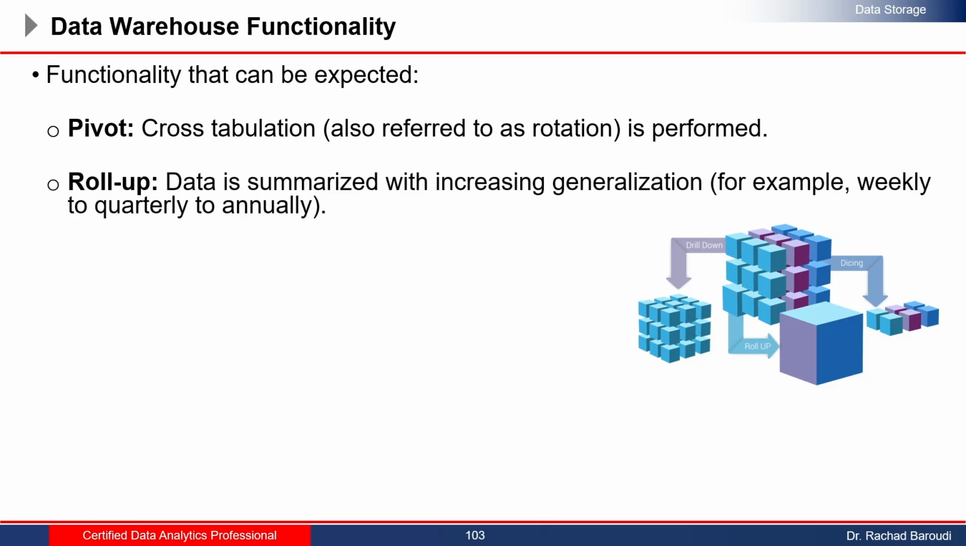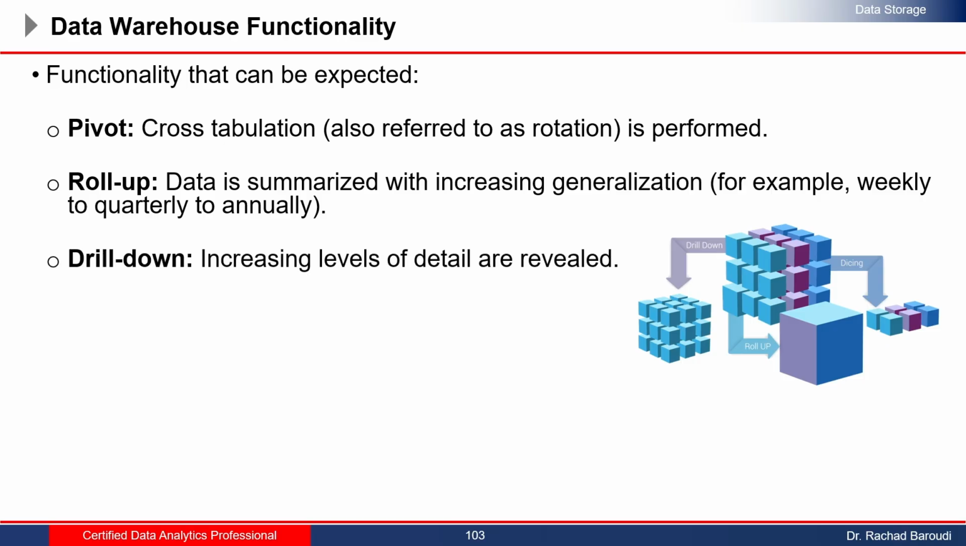Roll up, this is going bottom up. Data is summarized with increasing generalization, for example, weekly to quarterly to annually. It could be sales, it could be any number related measure.